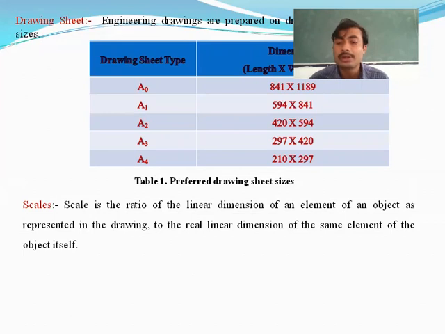Full scale is nothing but, dear students, you are going to draw the object as per the dimension. We will not change the dimension. Suppose if the object is having the dimension 100 mm, we will draw the object equal to 100 mm on the drawing sheet.